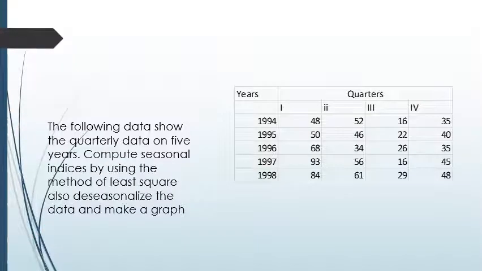Now, for the illustration, I use this example with five years and quarterly data. The following data shows the quarterly data on 5 years. Compute seasonal indices by using the method of least squares. Also deseasonalize the data and make a graph.